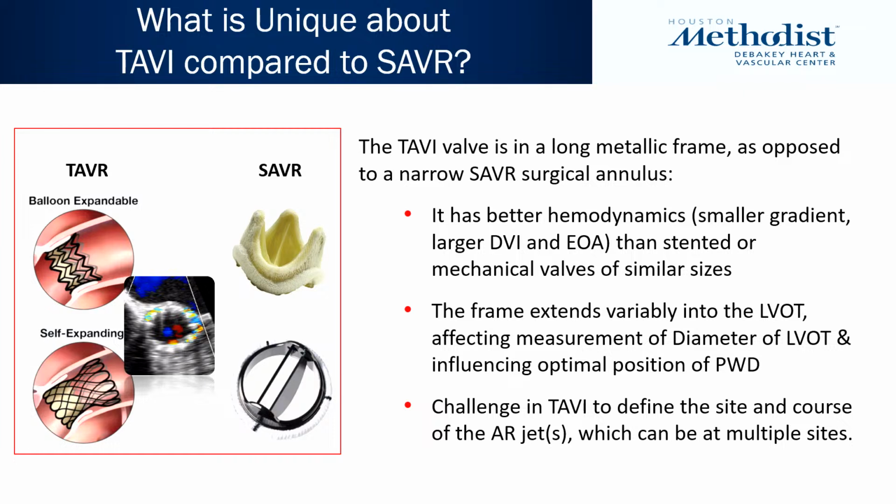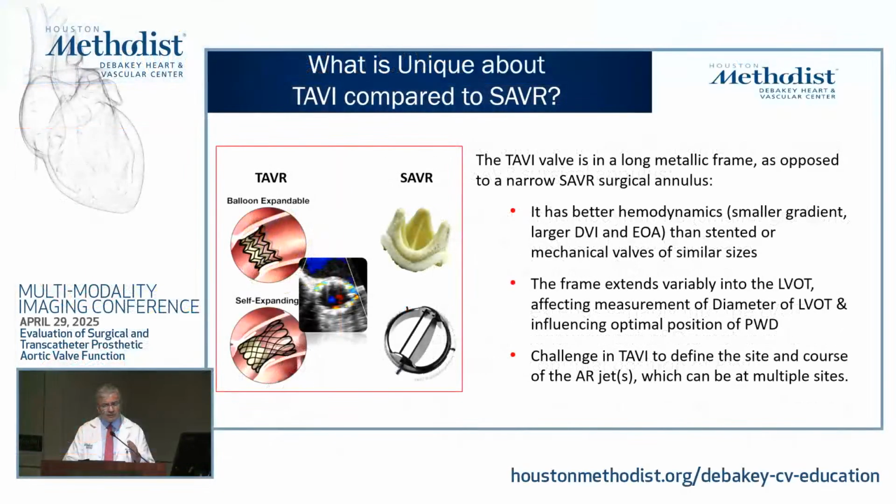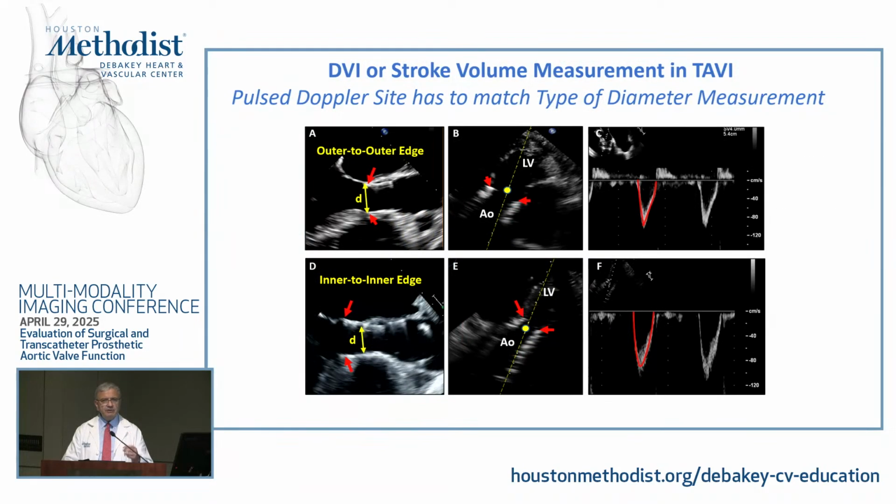It is a challenge to define the site and course of aortic regurgitation because it can be serpiginous in that area and can be difficult. To assess where the site of regurgitation is, you have to do scanning. You have to do a sweep for you to be able to see where that smallest area, the vena contracta, is.